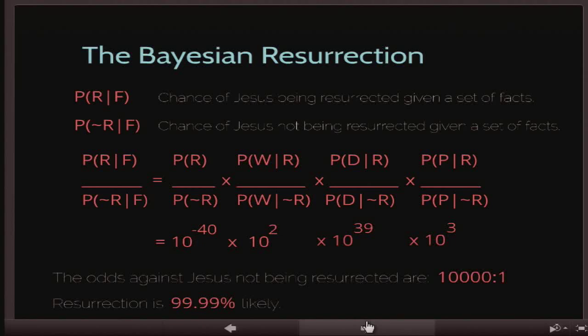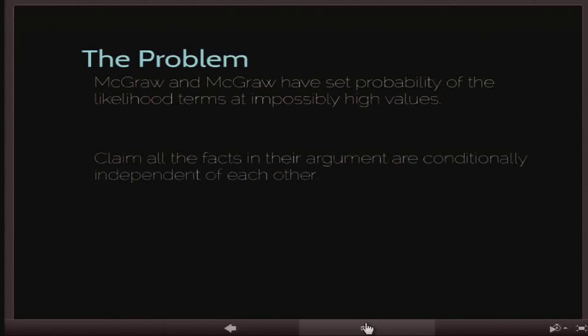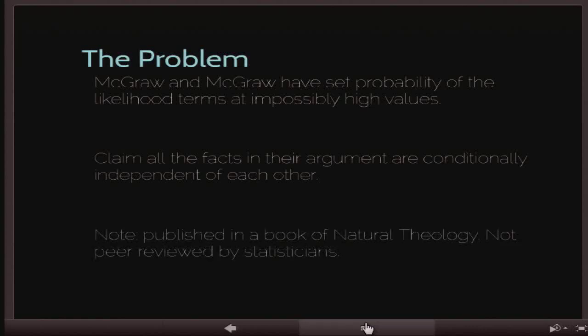But I think they're on the right track. The premise here is that extraordinary claims, 10 to the minus 40, require extraordinary evidence. But what we're all differing on is whether this is extraordinary evidence. I think the problem is that they've set their likelihood terms at impossibly high values. They claim all the facts are conditionally independent, but that rules out the possibility of some kind of collusion between these witnesses or hallucinations, those sorts of things that a lot of us might think of as likely explanations.